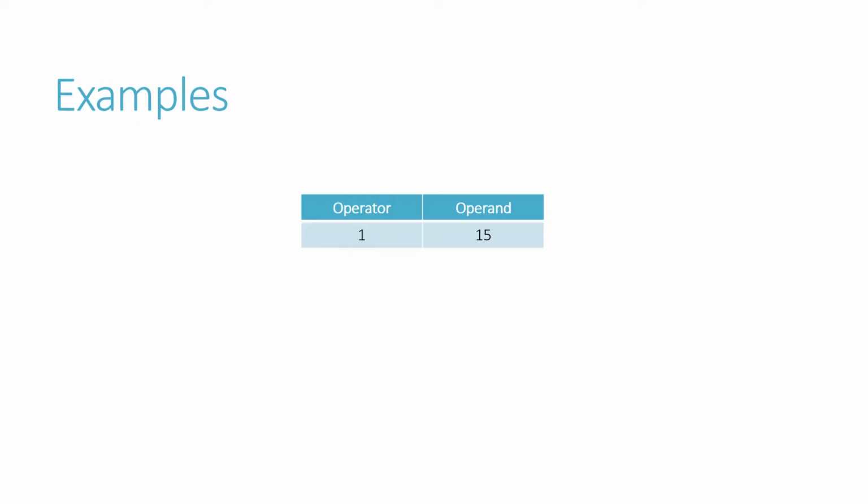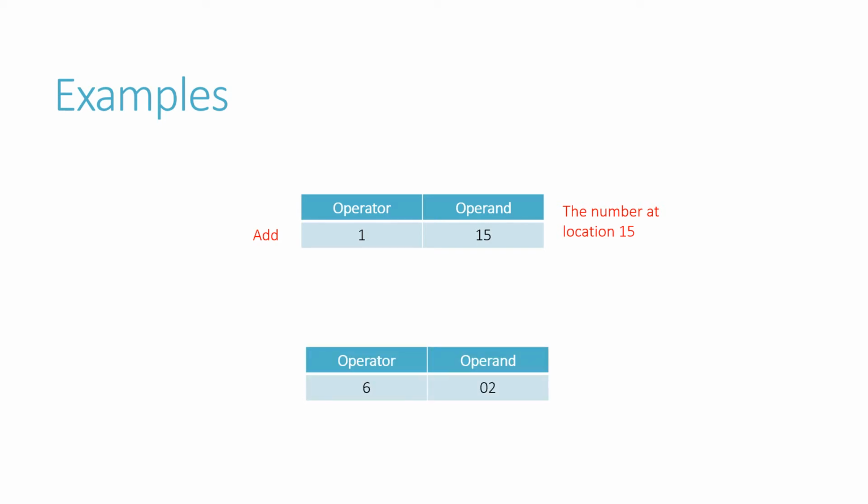So for example, an instruction might go 115. The number 1 stands for add and 15 stands for numbered memory location 15. So this instruction is saying to the computer, add the number at location 15 to the accumulator.